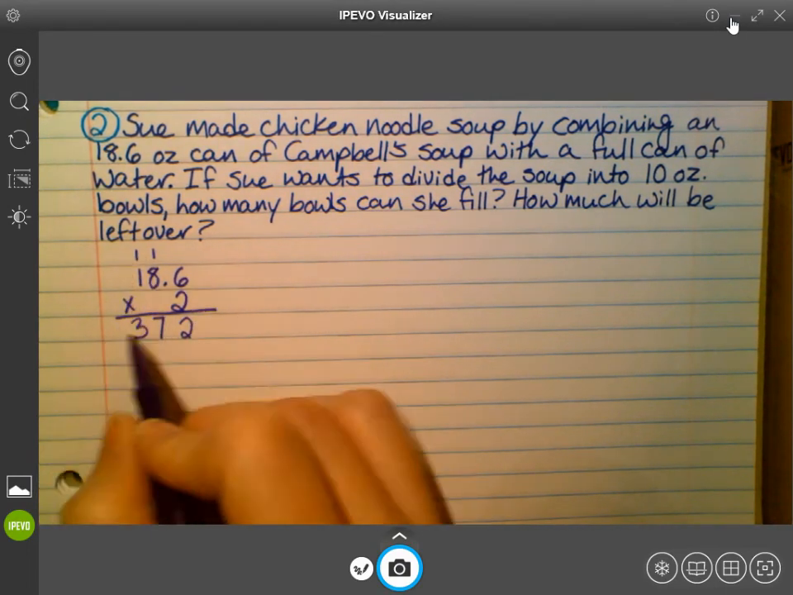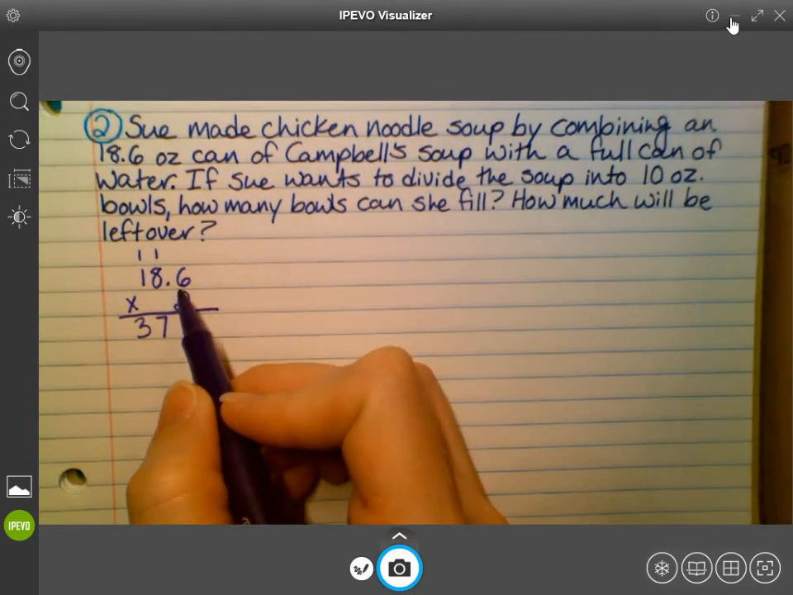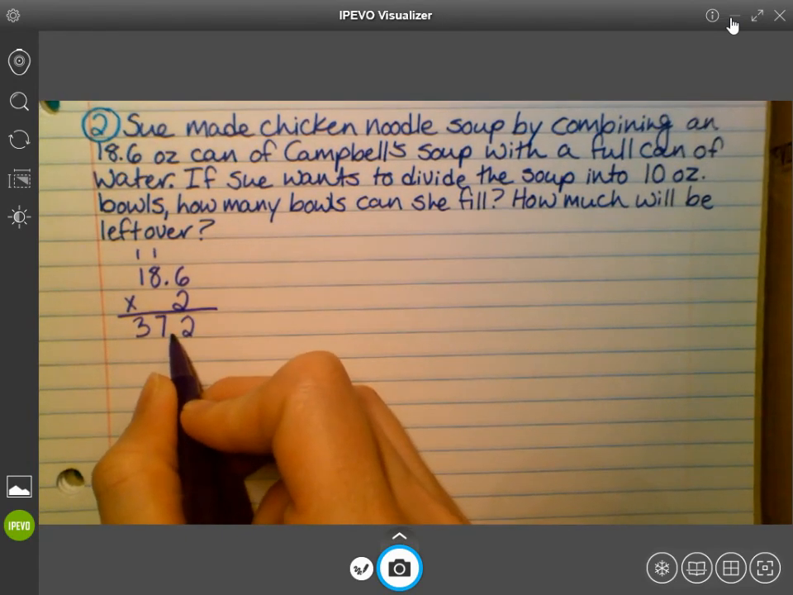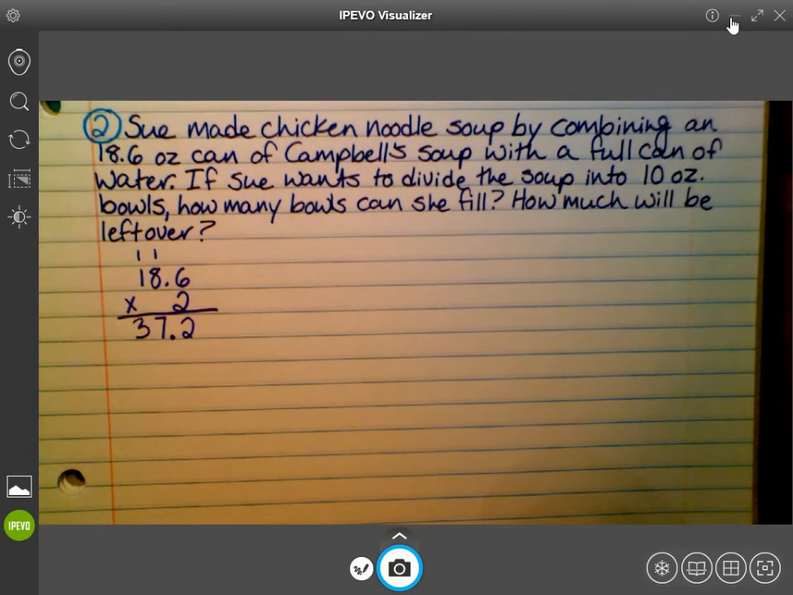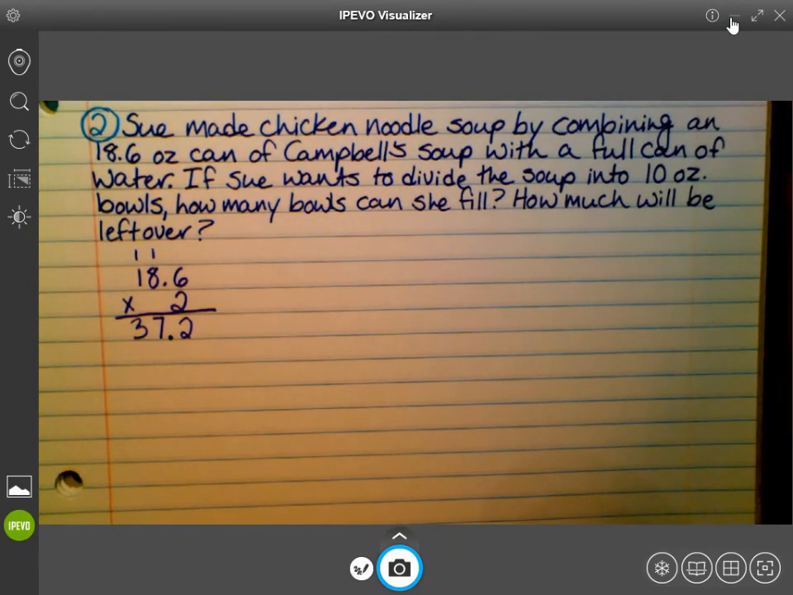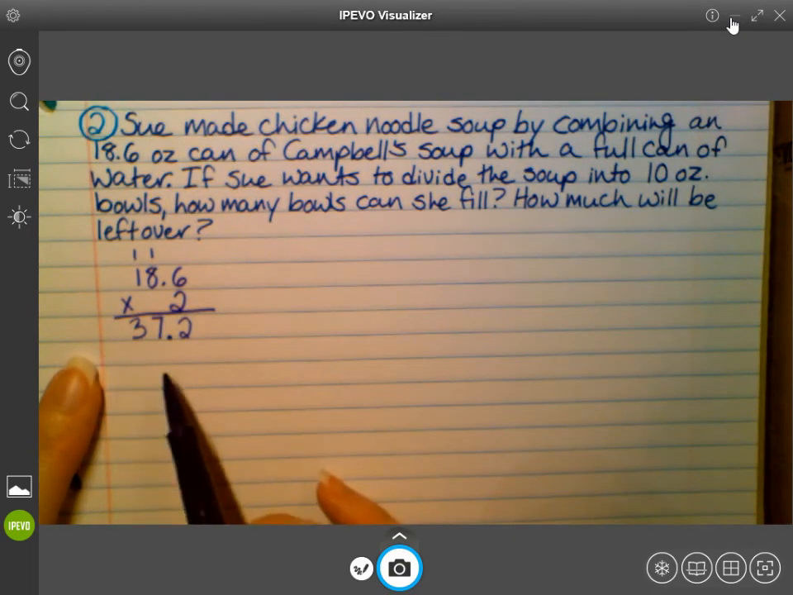And then because they're multiplying, I look up top to see how many places in my decimal is. It's in once, so I go in once. So I got 37.2 ounces. How many of you got that when you either multiplied 18.6 by 2 or you added it to itself? Awesome. Richie, go ahead. So this is the total amount of soup I have, the total amount of ounces.